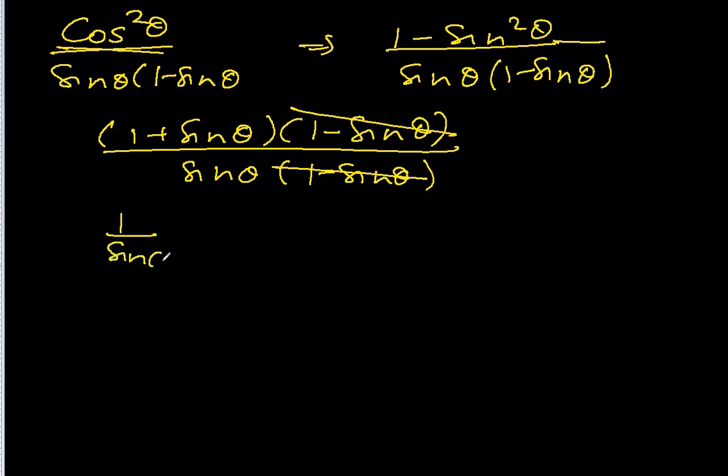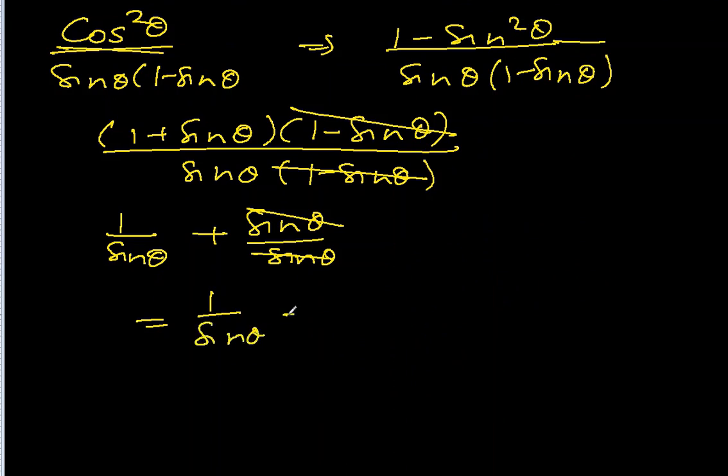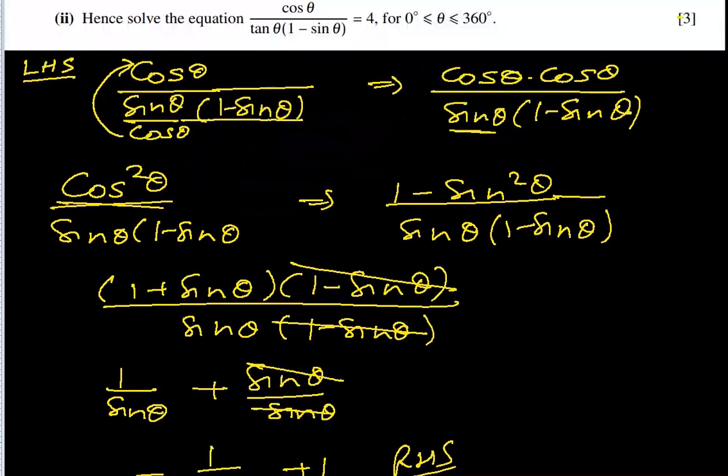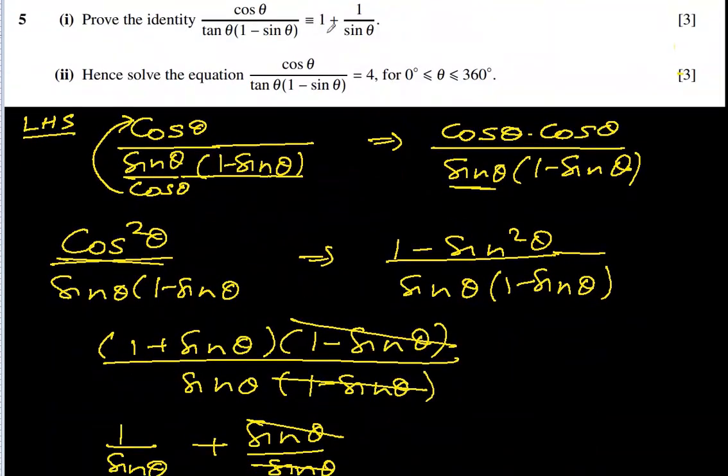So 1 over sin theta plus sin theta over sin theta. They cancel. And finally we are left with 1 plus sin theta plus 1, which is exactly the right hand side. Yeah, the sequence is different, but it's positive, so we can write it anyhow. Part 2, hence solve the equation, this one.